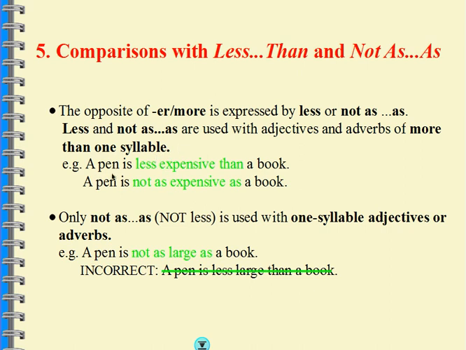Example, a pen is less expensive than a book, or we can say a pen is not as expensive as a book. But only not as is used with one syllable adjectives or adverbs. Example, a pen is not as large as a book, and it's incorrect to say a pen is less large than a book.